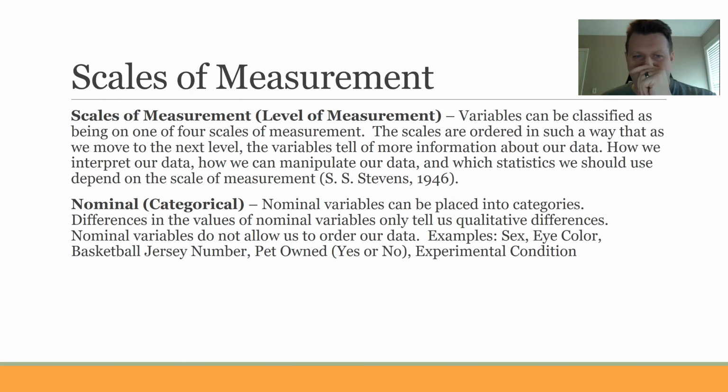All right, so the first level of measurement at the bottom that's going to tell us the least amount of information is a nominal variable. It's the nominal scale of measurement. Sometimes this is called a categorical variable. All right, categorical, nominal, same thing. You can use those interchangeably. These are variables that tell us category placement, but they don't tell us anything about ordering of the variables.